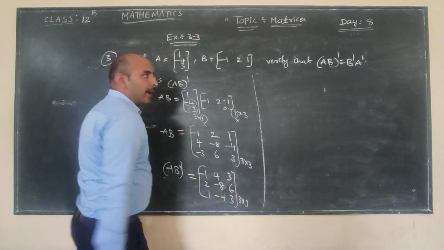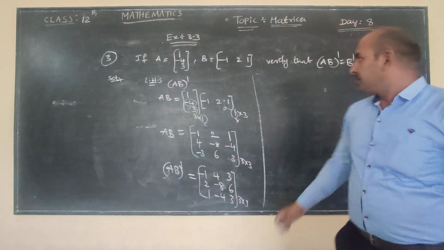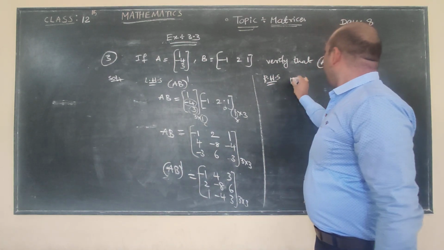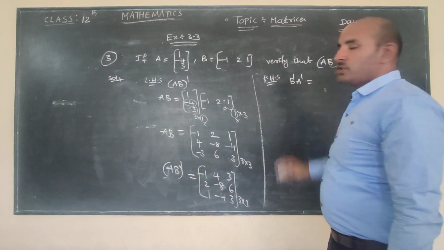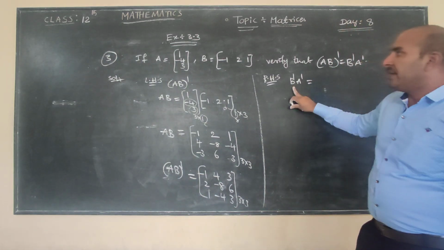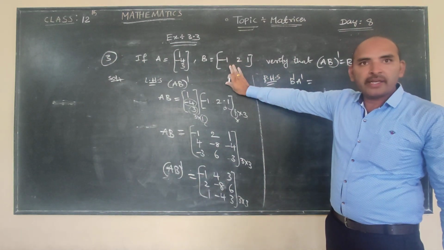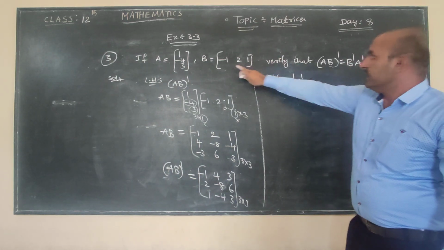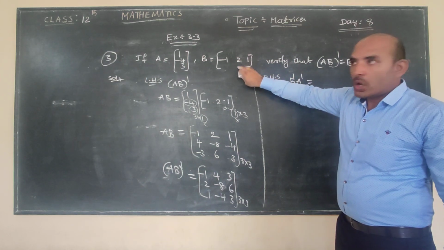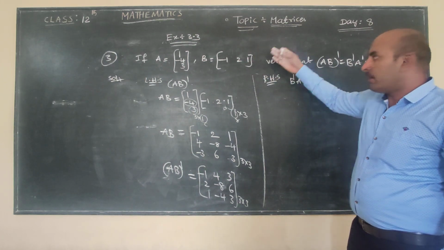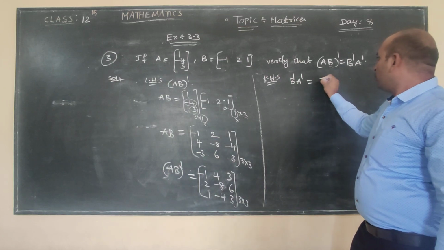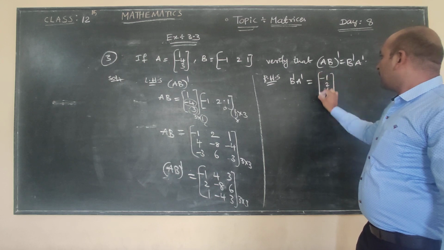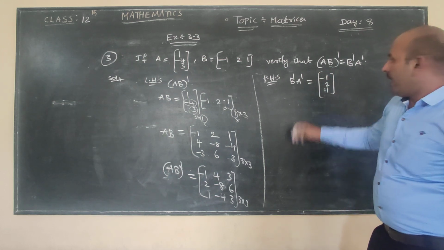Now coming to the right hand side matrix. RHS equals B transpose into A transpose. What is B transpose? This is the given matrix B, a row matrix. Writing the row matrix as a column matrix, you will get B transpose. So rows into columns: minus 1, 2, 1. This is the column matrix B transpose. And again A transpose.